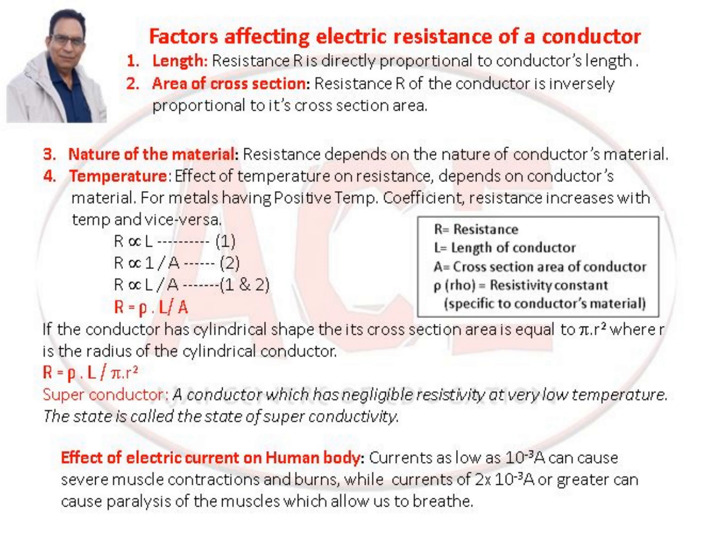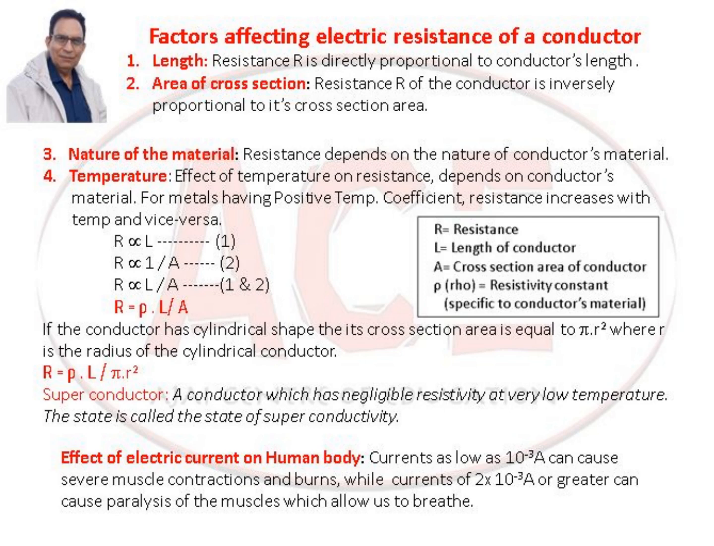If the conductor has a cylindrical shape, the cross section area is equal to pi r square, where r is the radius of the cylindrical conductor. R is equal to rho L over pi r square. Superconductor: a conductor which has negligible resistivity at very low temperature. The state is called the state of superconductivity.